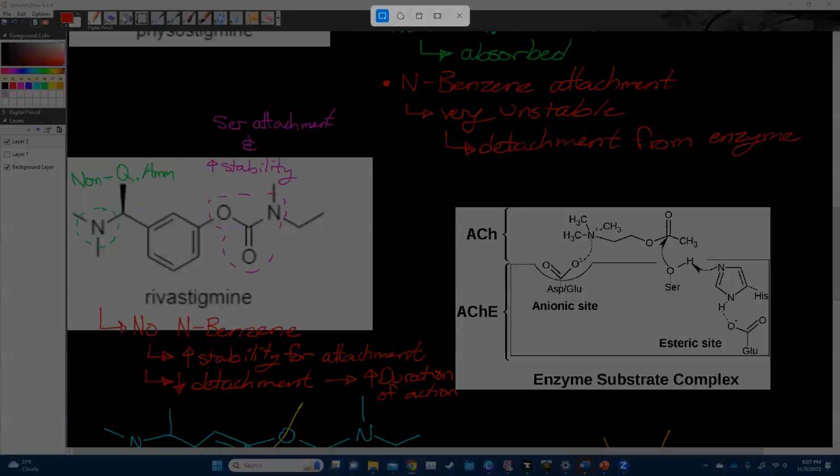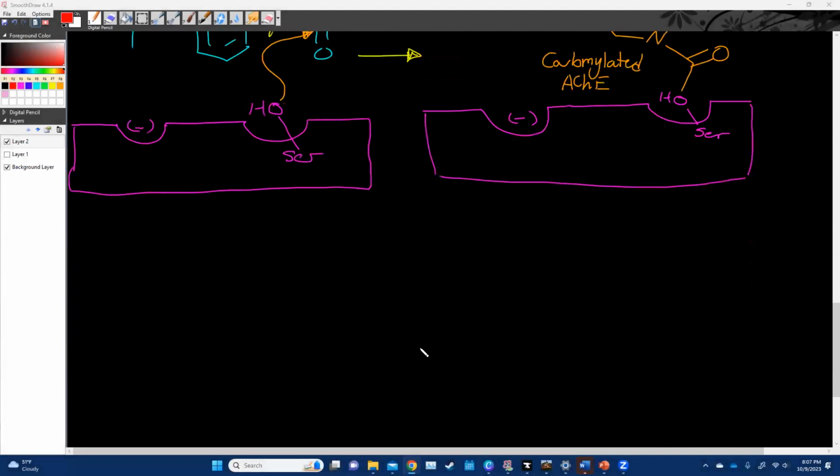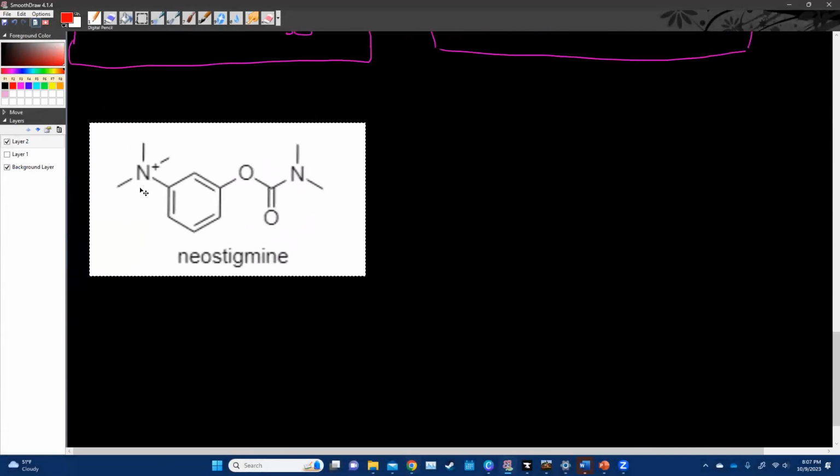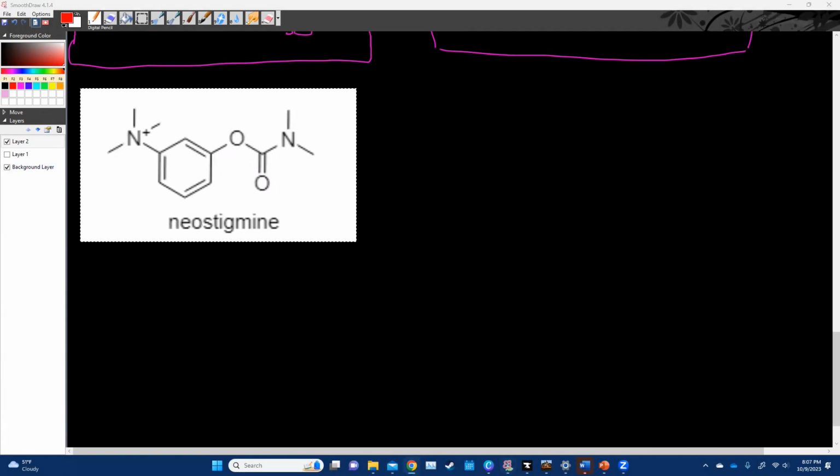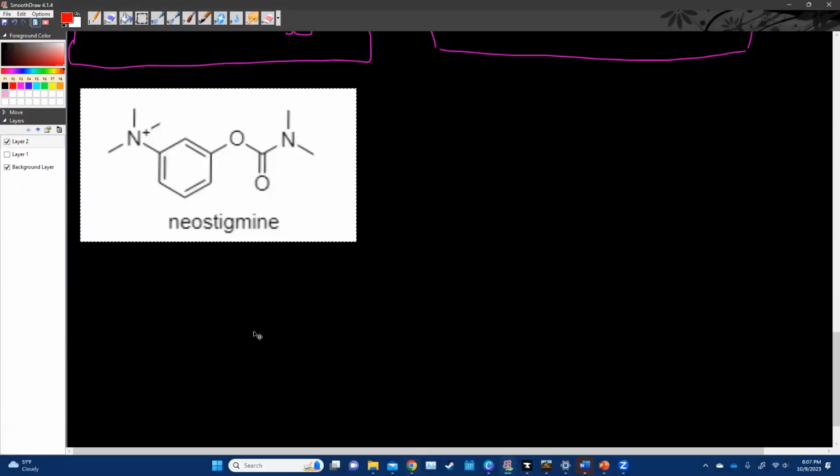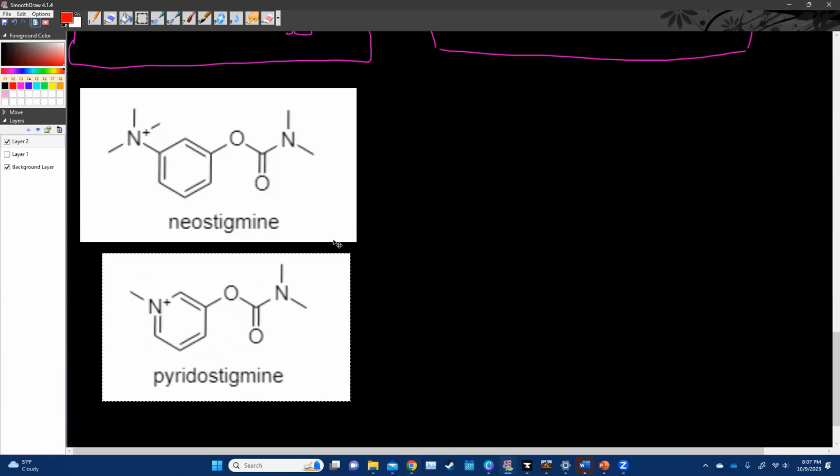Moving right along, the next two drugs that we have to talk about, which I'm just going to briefly go over, neostigmine and pyridostigmine, are all about increasing that nitrogen benzene attachment. So again, they both have the carbamate. That hasn't changed. Here, we're using them as quaternary ammoniums.